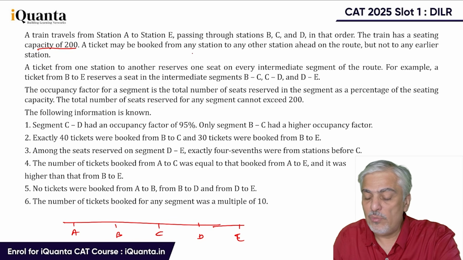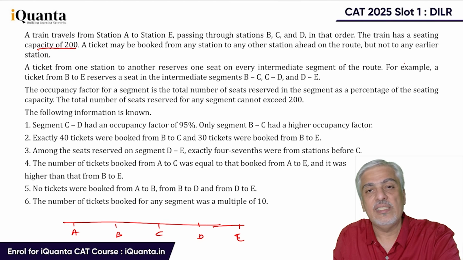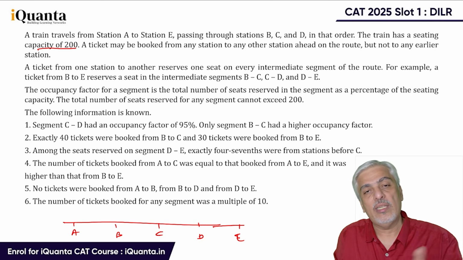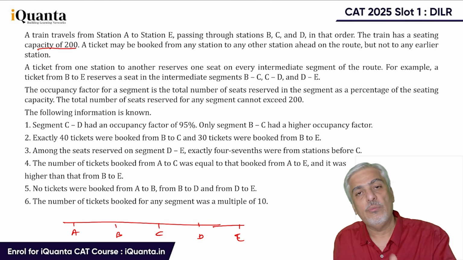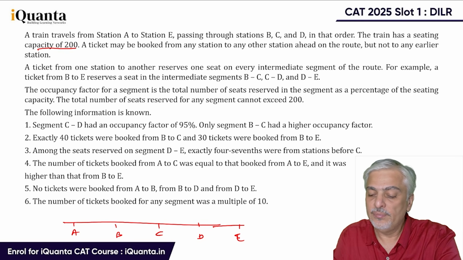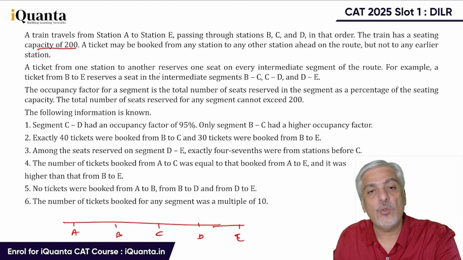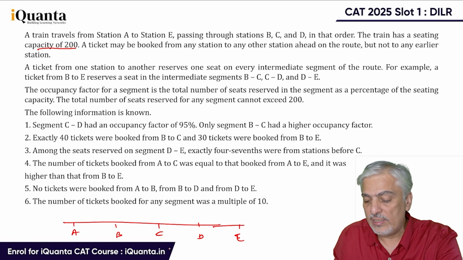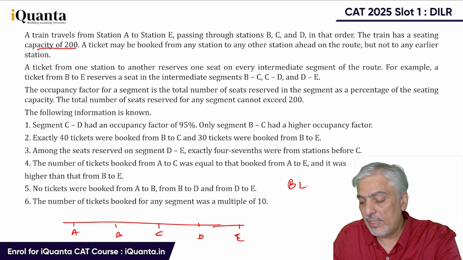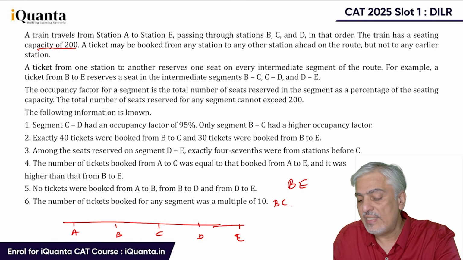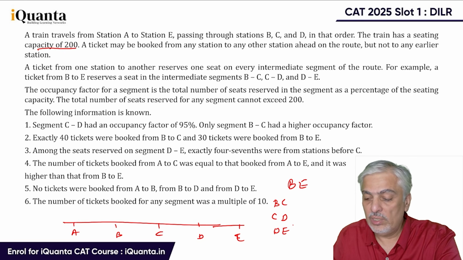A ticket may be booked from any station to any other station ahead on the route, but not on any earlier stations. Obviously, if you're booking a ticket from B, you can't book a ticket for A. You can book for C, you can book for D, E, or whatever. A ticket from one station to another reserves one seat on every intermediate segment. That means if you booked a ticket from B to E, suppose, that means you booked a seat for BC, CD, and DE. All 3 you have booked. Okay, that's very, very important. That's what they've explained over here also.